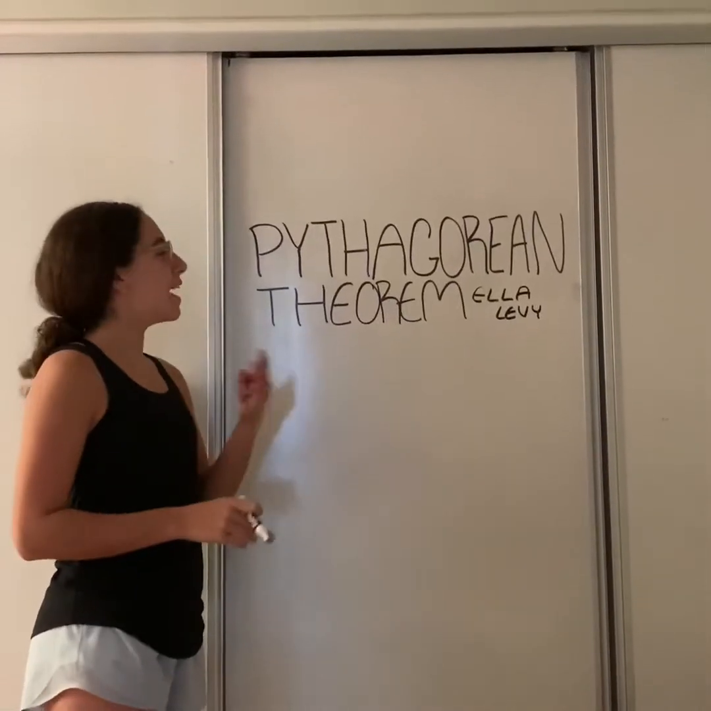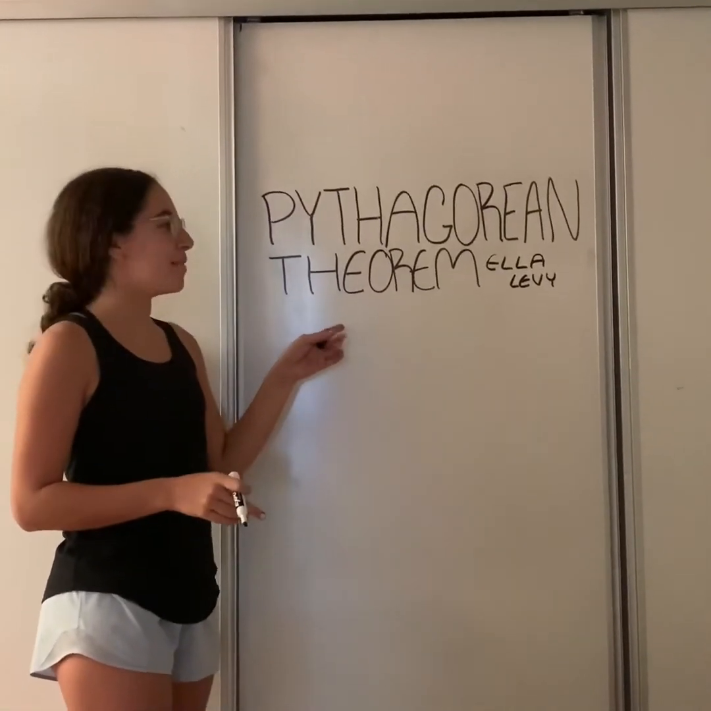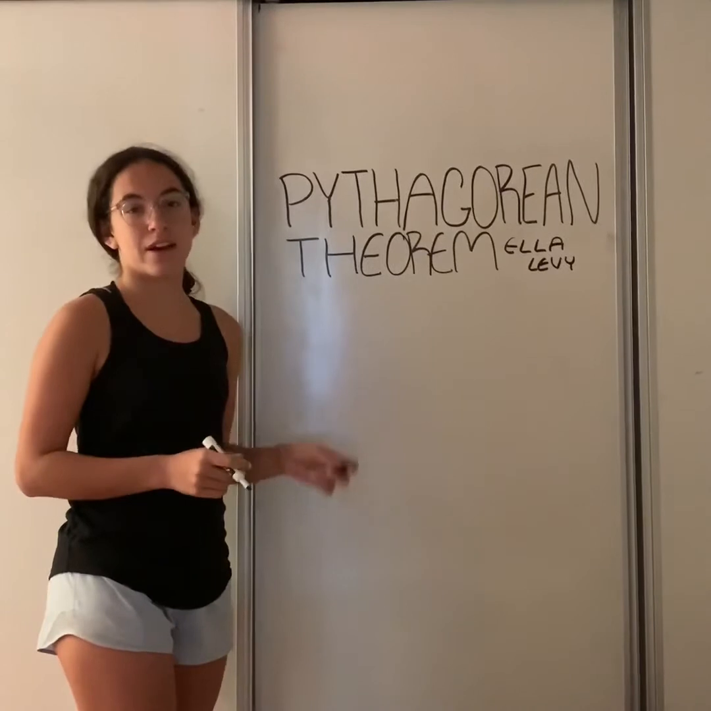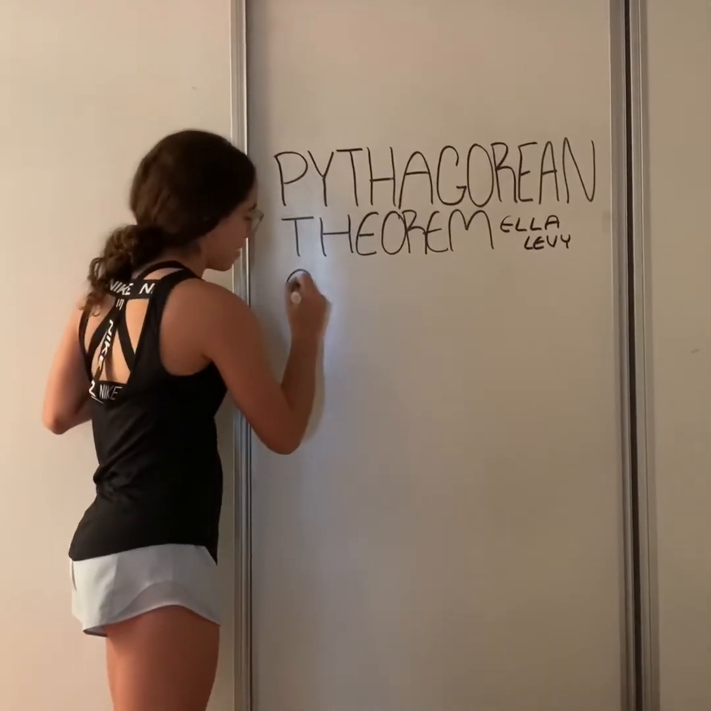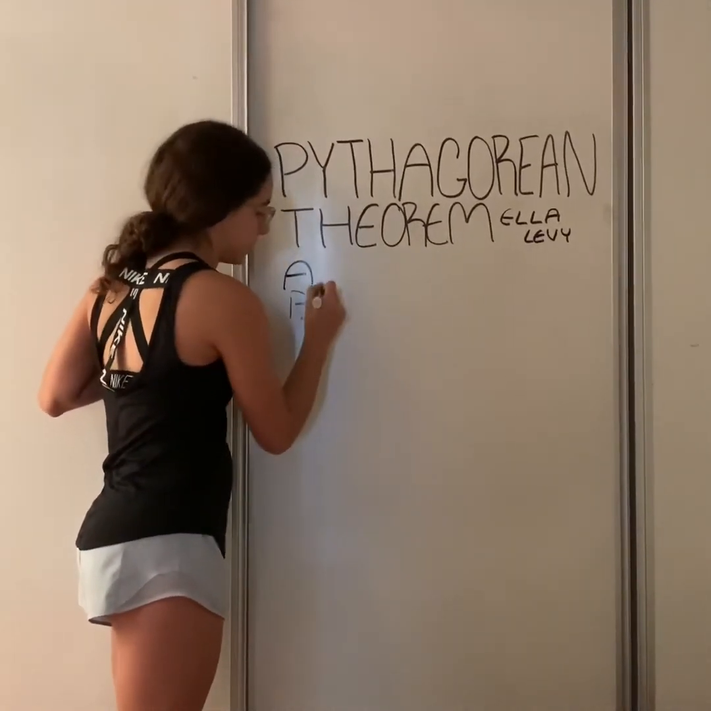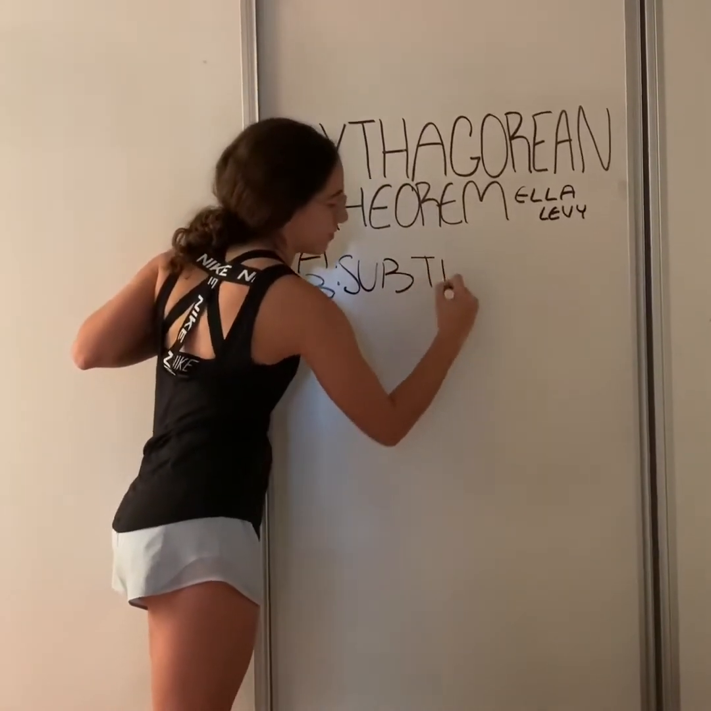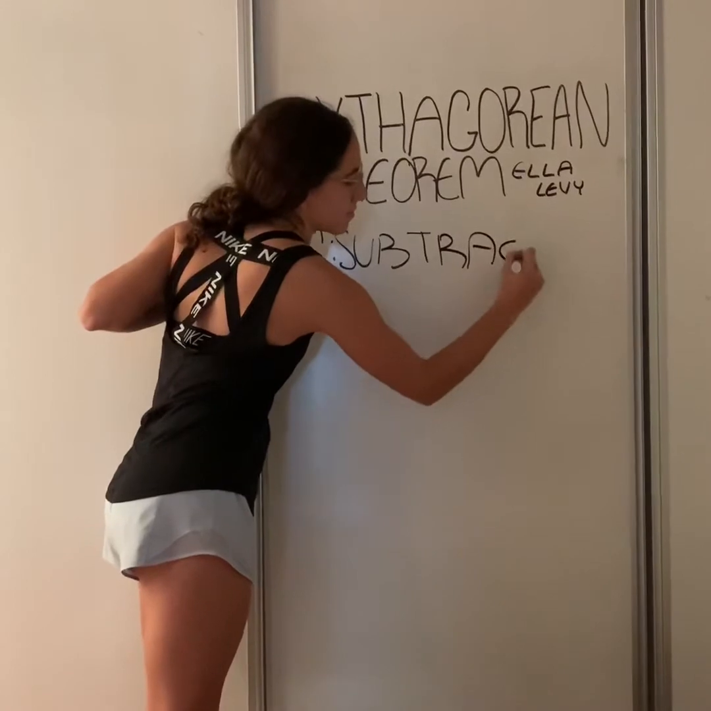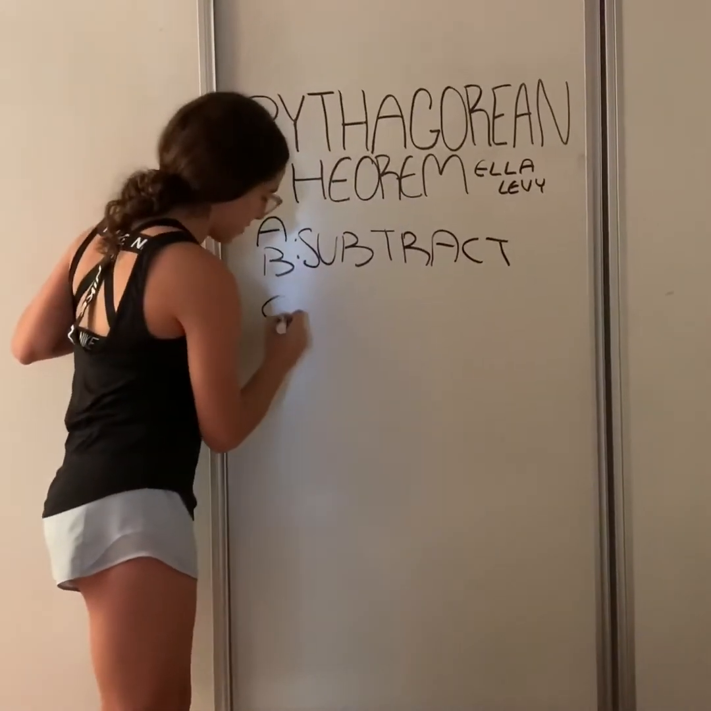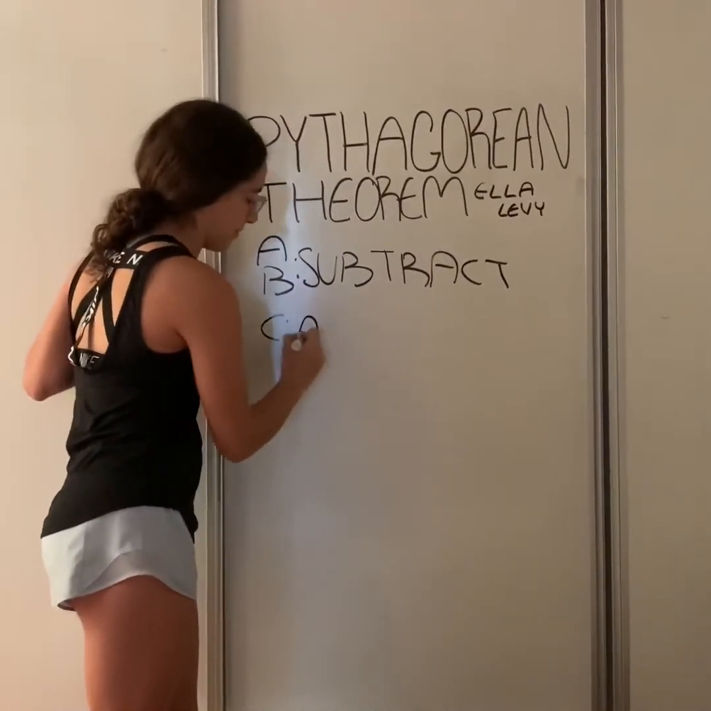In today's lesson, I'm going to be teaching about the Pythagorean theorem, and the first thing that you need to know about it is that when you have A and B equations, you subtract, and when you have a C equation, you add.